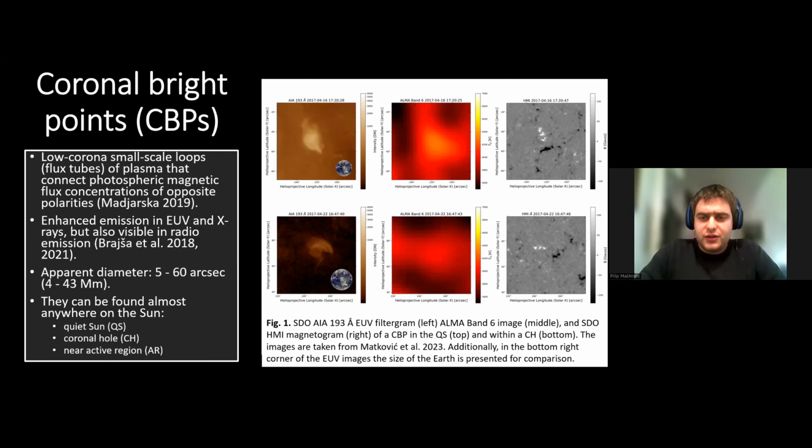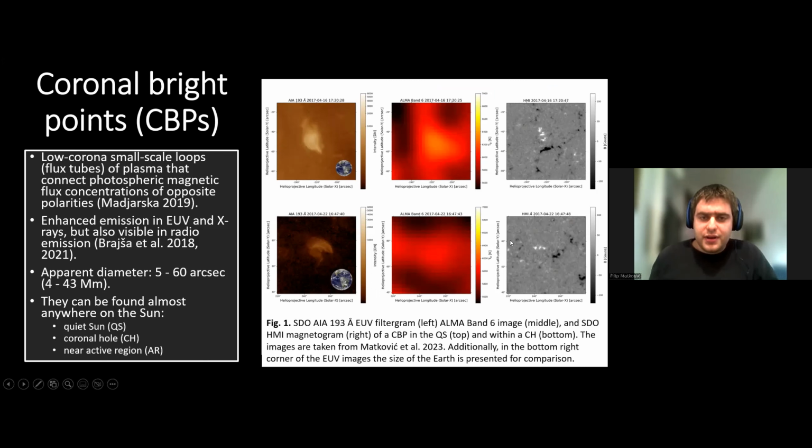So what are coronal breakpoints, or CBPs for short? They are small-scale loops of plasma in the low solar corona that connect magnetic flux concentrations of opposite polarities in the solar photosphere. They are known to have an enhanced emission in both EUV and X-rays, but are also visible in radio emission as well. And specifically for the ALMA wavelength range, what we see basically are the foot points and legs of a CBP loop structure in the solar chromosphere.